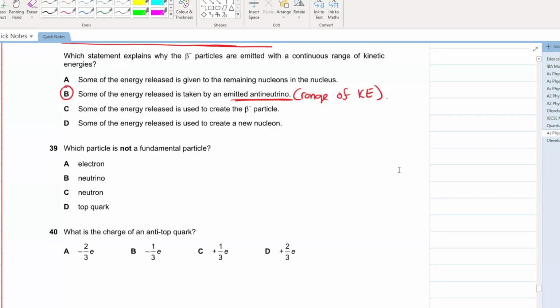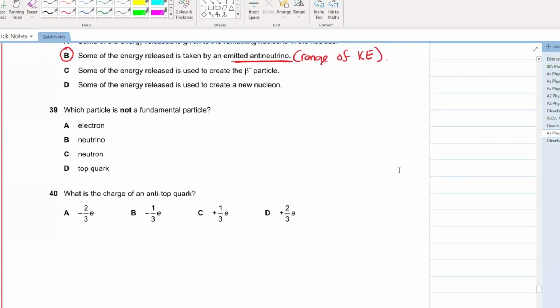Which particle is not a fundamental particle? Electron is a fundamental particle. Neutrino is a fundamental particle. Neutron is not a fundamental particle.